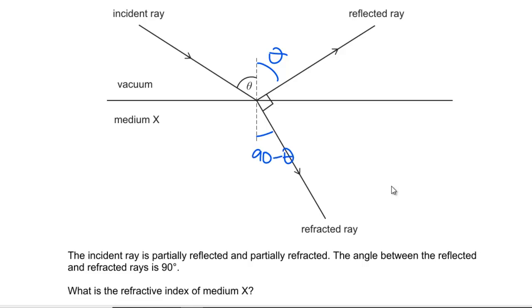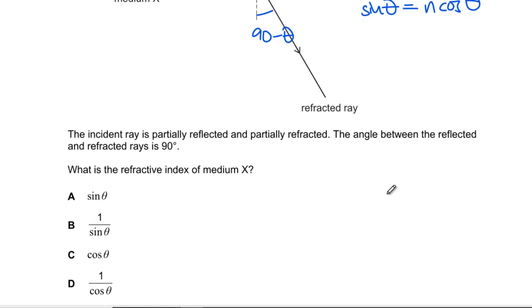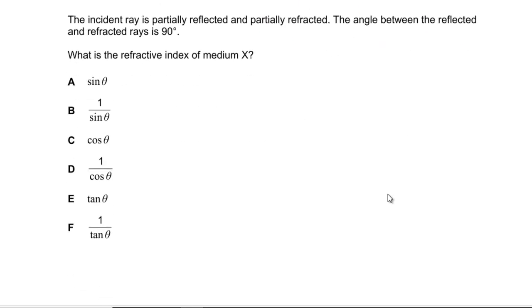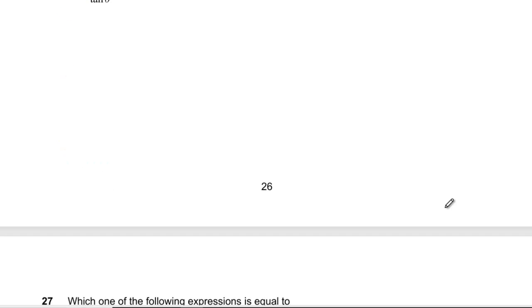So Snell's law, we've got that sine theta times the 1 is what we're looking for, n times sine of this, which is cos theta. So n is tan theta, which is E.